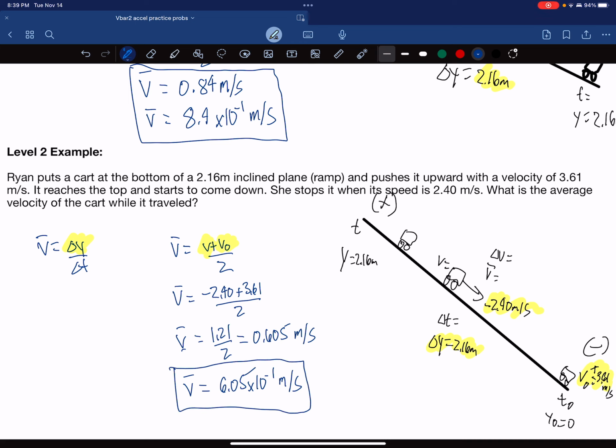Now you may wonder, why do we have 3 digits in our final answer, 6.05? Well, it's because this number had 3 digits and this number had 3 digits, and the 2 had an infinite number of significant digits. It's perfect, so 3 is the smaller number, and we're left with 6.05 times 10 to the minus 1 meters per second. This 0.605 is also correct, but the best answer is the one with the scientific notation at the end.